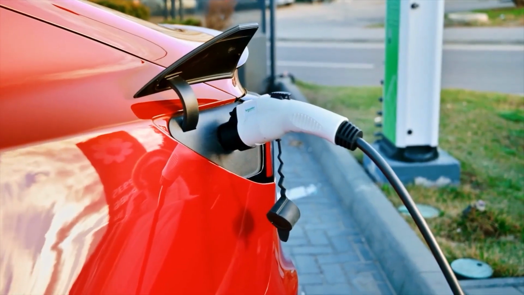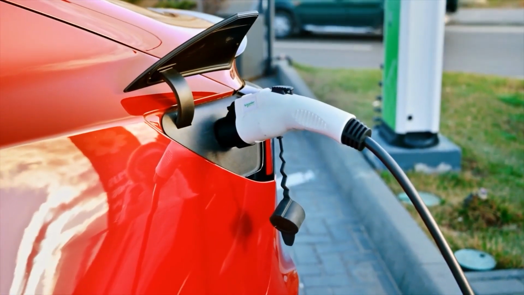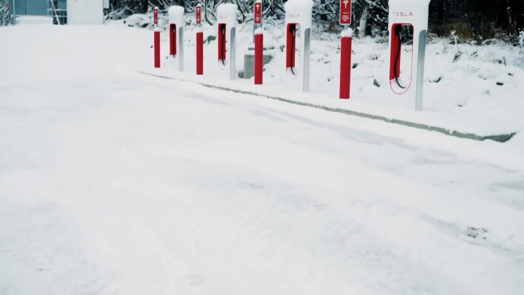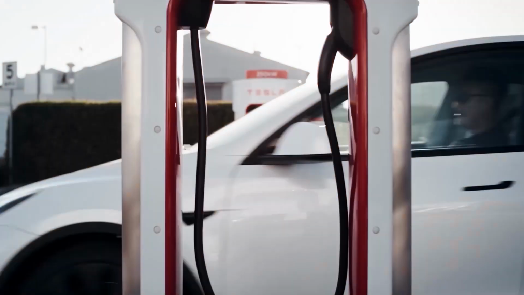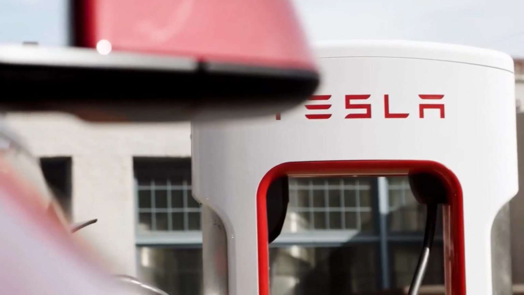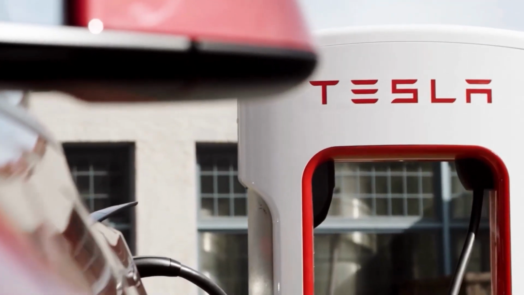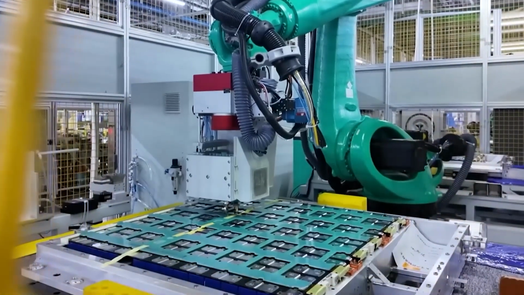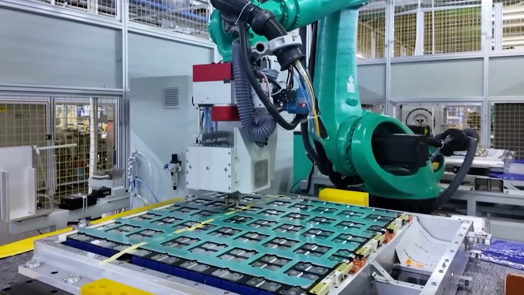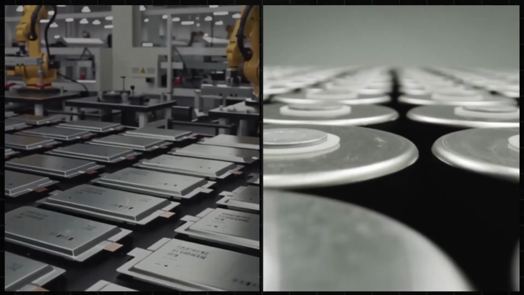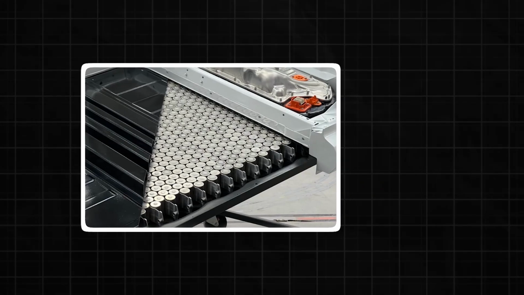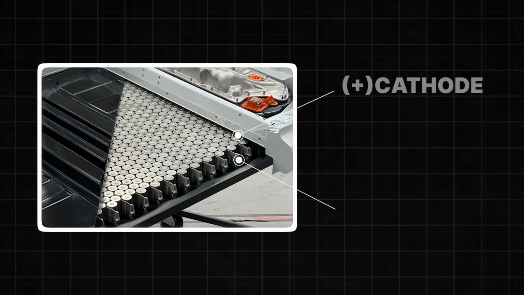Even when they work perfectly, lithium-ion batteries are slow to charge. Tesla's supercharger network still requires 45 minutes to an hour for a full charge. In our instant everything world, that is a significant barrier to adoption. But to understand why solid-state batteries are better than lithium-ion batteries, we need to look at how both of these batteries actually work.